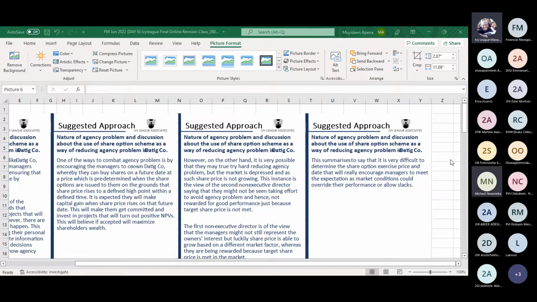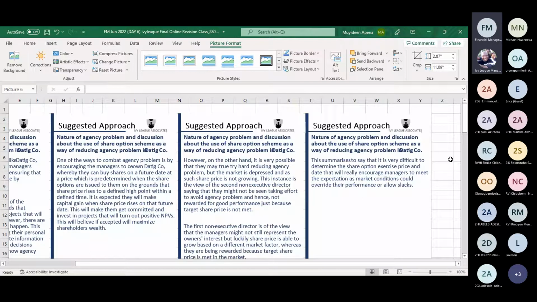Just to clarify, it appears that our landing is that both directors are correct. Is that the position? Yes, it appears that there's no right or wrong argument there. The two directors have their point. They are correct.